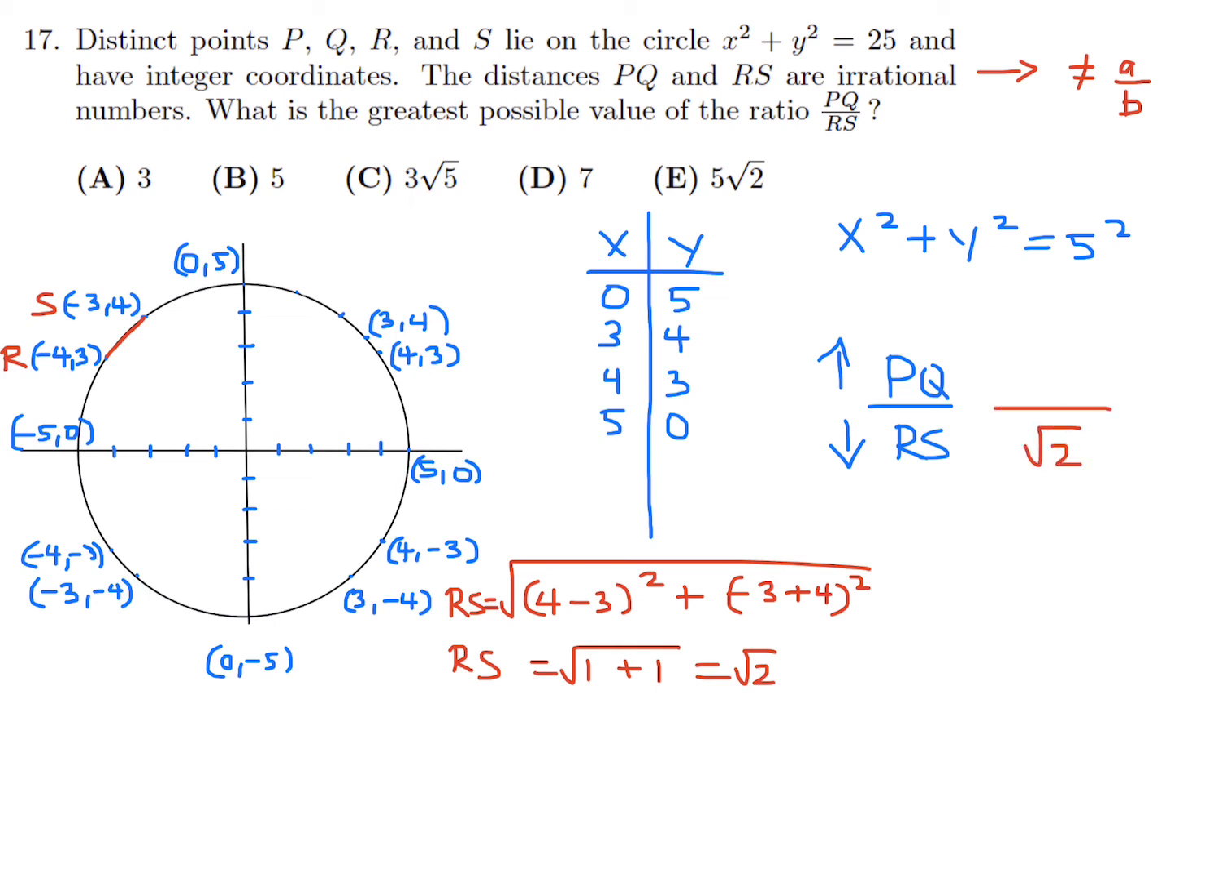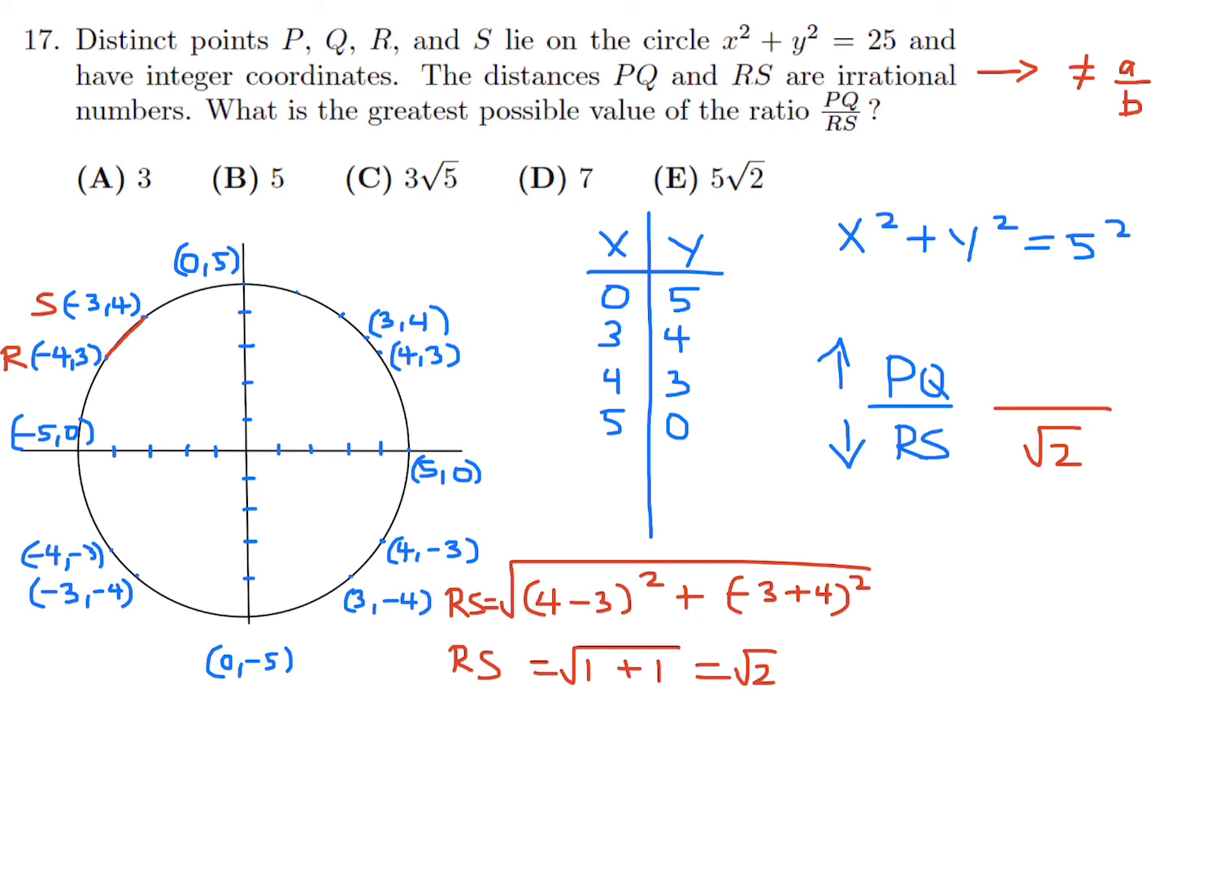Now, we want to make PQ as large as possible. The obvious one is making it straight across, where this is P and this is Q. But if you do that, you get PQ equal to 10, and 10 is not irrational. 10 can be expressed as 10 over 1 or 20 over 2. So don't use 10, because that's not irrational. Okay, so much for that. How about some other choice?